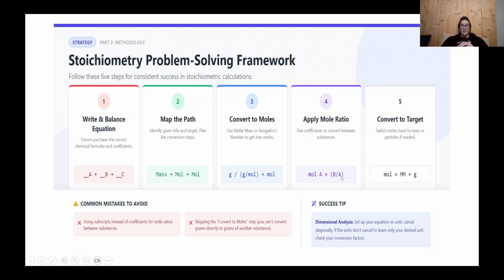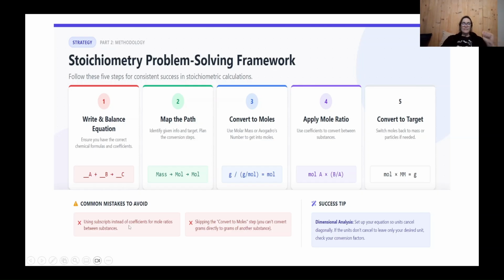So A and B just represent different substances in a reaction. It's like A reacts with B to make C. So if you wanted to figure out how many moles of B were required, you'd multiply by the mole ratio between B and A. If you wanted to figure out how much product you could form, you'd multiply by the mole ratio of C to A. And then once you have the moles of whatever you're looking for, you can always convert it back to grams by multiplying by molar mass if the problem requires that.